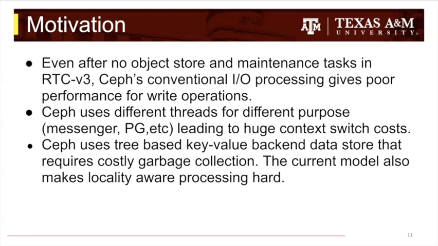The third reason they mention is that Ceph uses a tree-based backend data store that requires costly operations like compaction and garbage collection. And also they want to have locks on data to ensure that different processes do not access the data at the same time, to maintain consistency. That leads to higher latency and poor CPU performance.